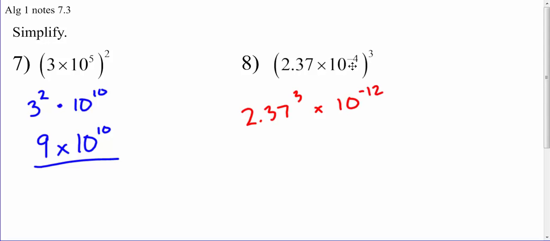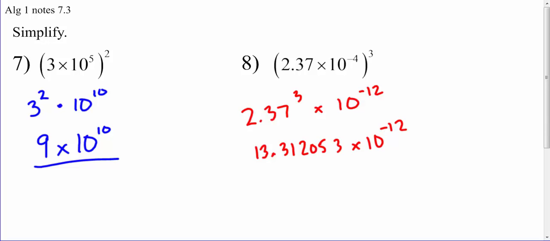Now obviously we don't need the calculator for 4 times 3, but probably most of you don't know 2.37 to the third power. I know I had to punch that in myself. Confessions of a math teacher. Okay, 13.312053. You probably don't have to put quite that many digits, but I'm going to roll with it.